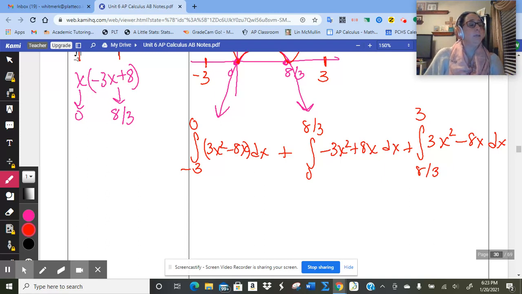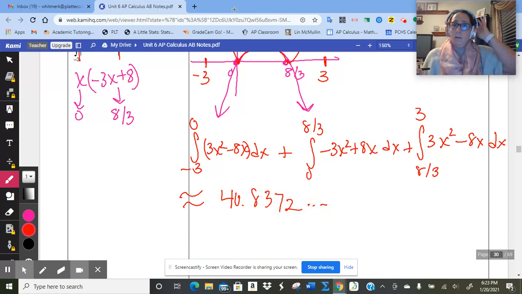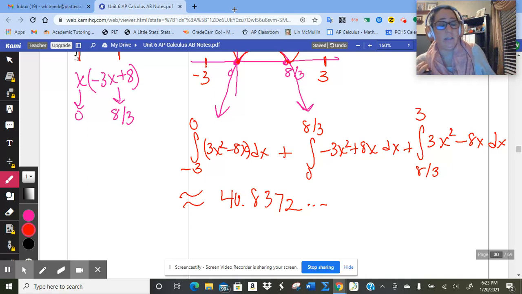And I'll tell you what it gives me. It gives me a decimal approximation of 40.8372. Okay. Now, I could get an even better exact answer. The calculator wasn't able to do that for me, but I could do that if I did all 3 of these by hand.